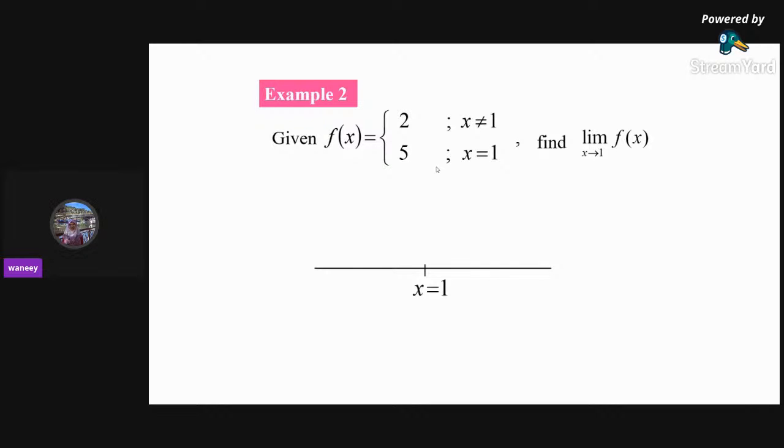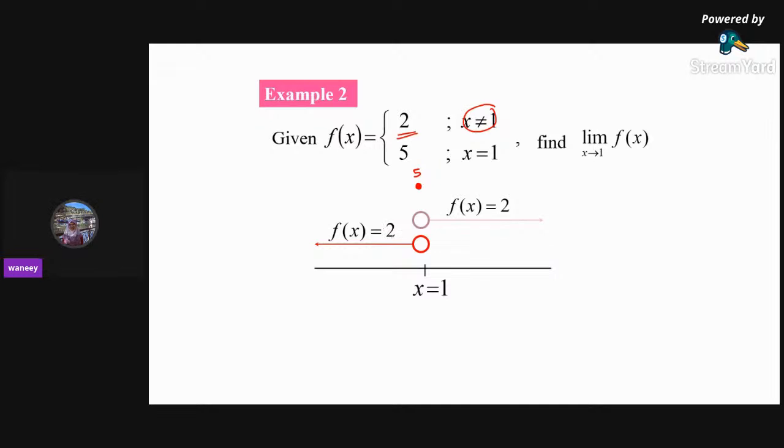Okay, so we have x equal to 1. As long as x is not equal to 1, we are going to have a function where f(x) equal to 2. So that means on the left hand side of 1 and on the right hand side of 1, both of them are actually f(x) equal to 2. Okay, so what about x equal to 1? That is simply the value when x equal to 1. So over here, this is 5.